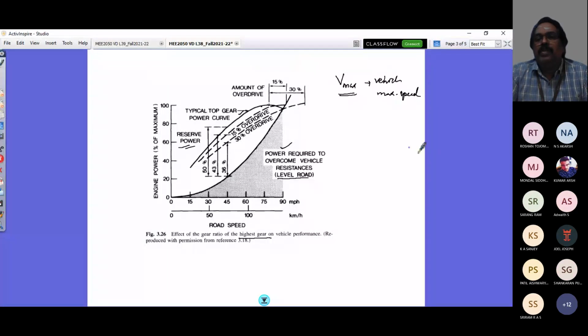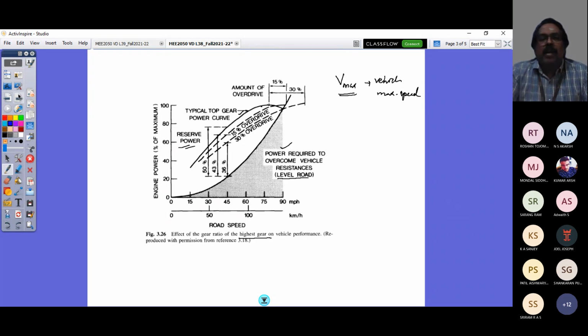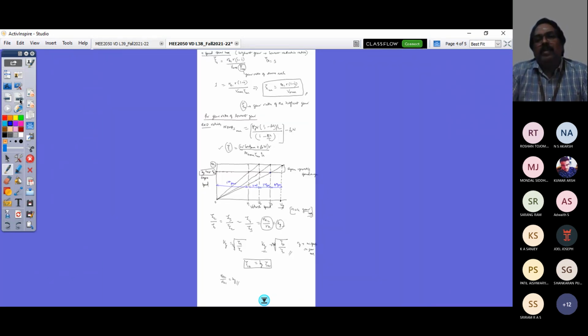I hope you are able to see. This is what we looked at in the last class, when we looked at the power required for the vehicle to overcome the resistance, and we were able to understand the importance of the manual transmission system. For vehicle acceleration performance, you first need to decide the maximum achievable speed of the vehicle, and then for the intermediate gears the condition is that the engine should operate in the same speed range irrespective of which gear is in operation.